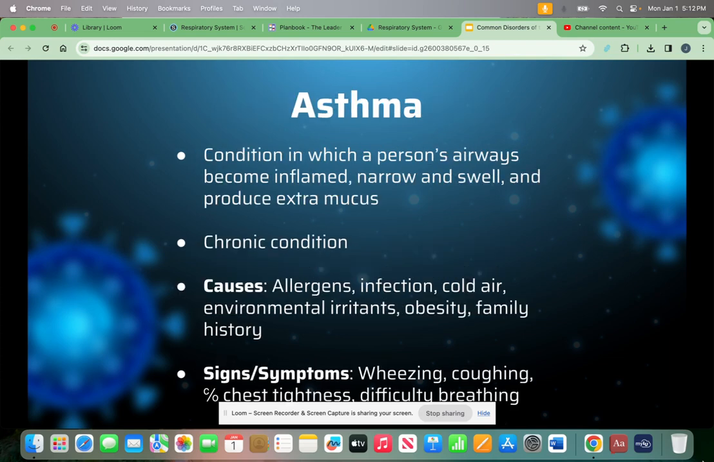Asthma is a condition in which the patient's airways become inflamed, narrow and swell, and produce extra mucus. It is a chronic condition. Some causes include allergens, infection, cold air, environmental irritants, obesity, and family history. Signs and symptoms of asthma include wheezing, coughing, complaints of chest tightness, and difficulty breathing. Some things to report to the RN are changes in respirations and pulse, wheezing, shortness of breath, cyanosis, complaints of chest pain or chest tightness.